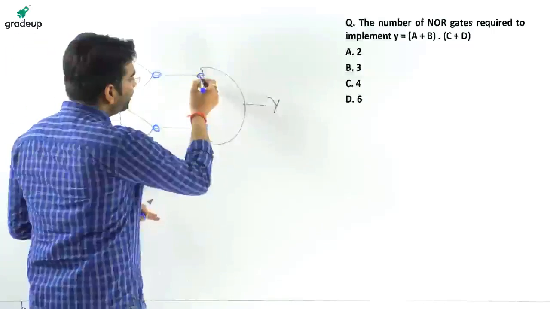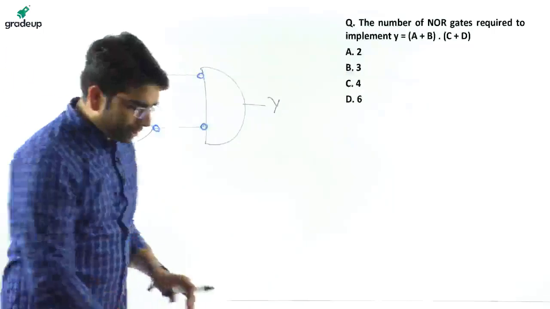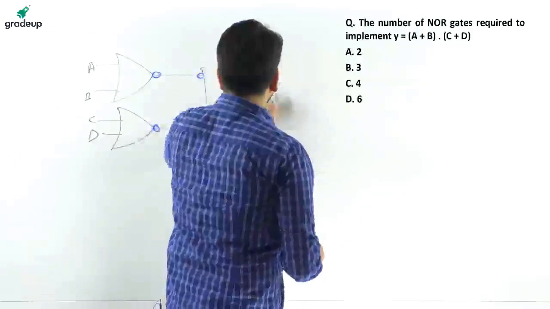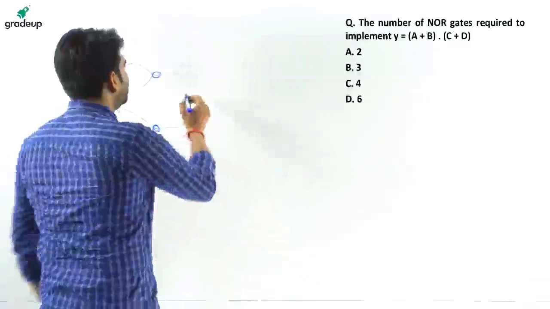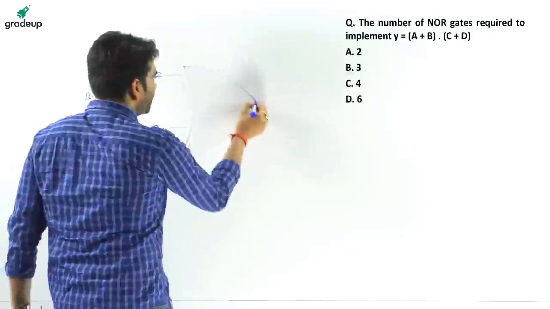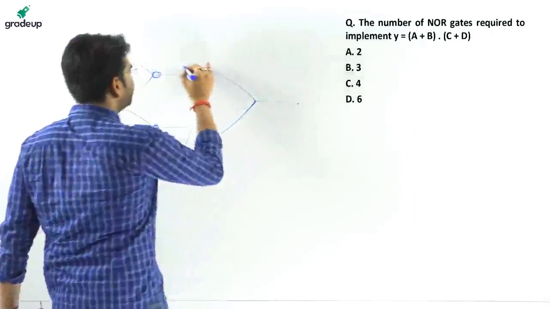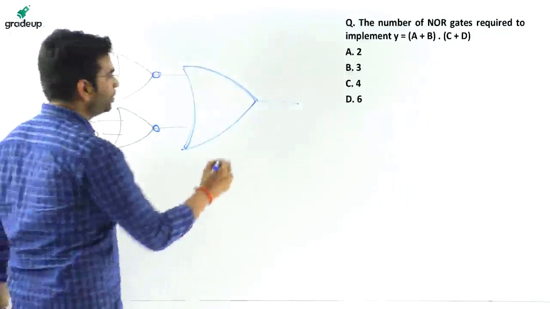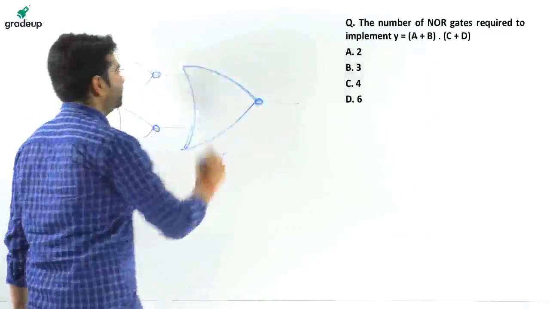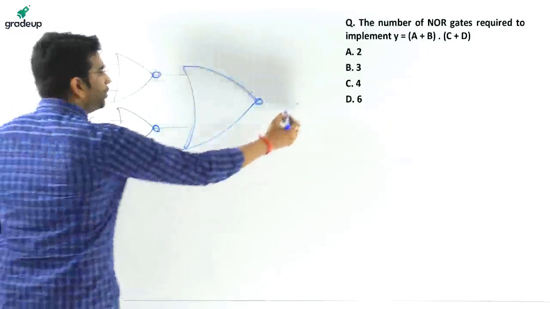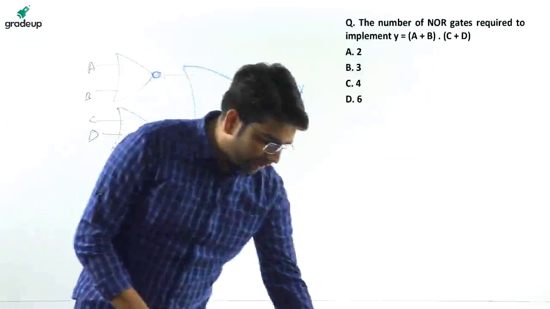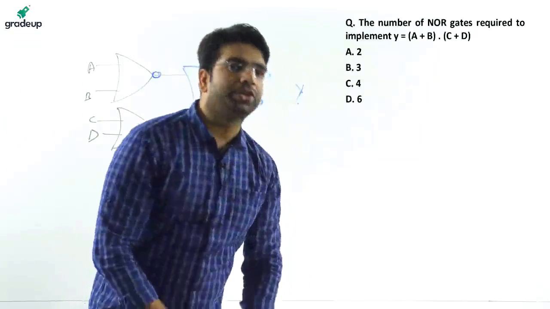Okay. But this bubbled AND can be replaced by a NOR gate. Yes, because we have seen that they both are the same. Okay, NOR gate. So the expression of Y is the same. How many gates are required? We are requiring 3 NOR gates to implement this function.